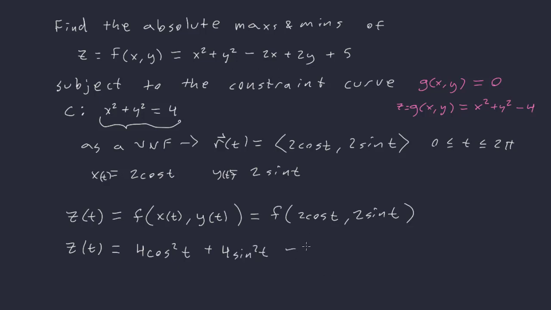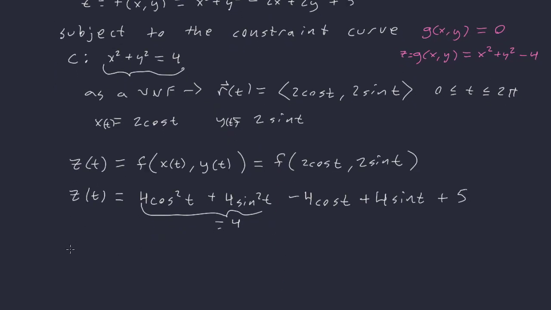minus 2x, so that will be 2 times 2 cosine t, so that will be 4 cosine t, then plus 2 times y, so 4 sine t, plus 5. The 5 doesn't change. And cosine squared plus sine squared, that's 1, so this whole thing here comes out to be 4. Right, so the whole z of t, okay, is 9 minus 4 cosine t plus 4 sine t.